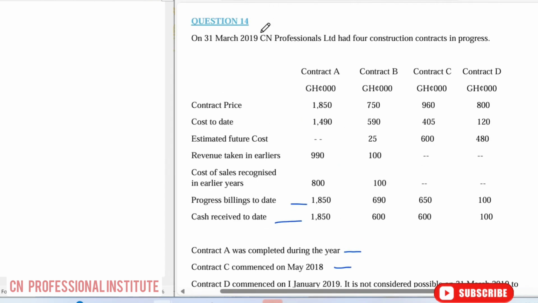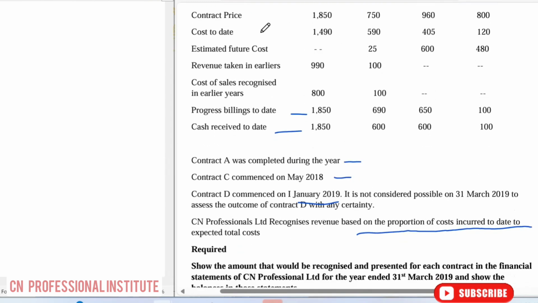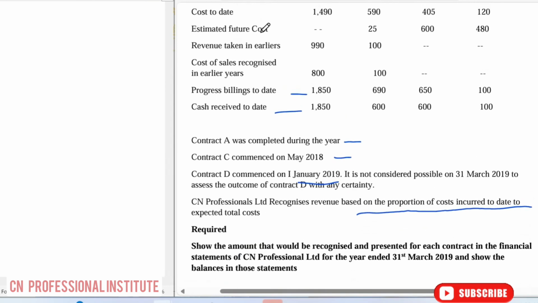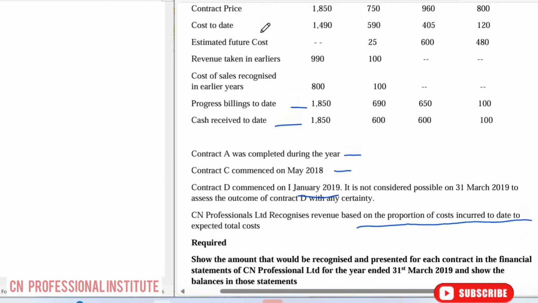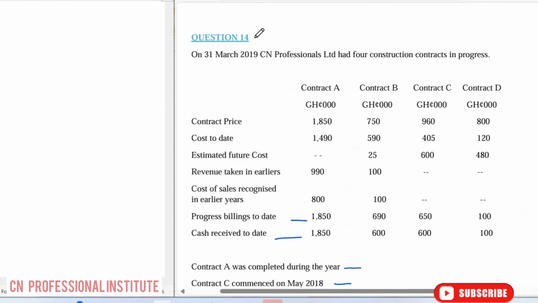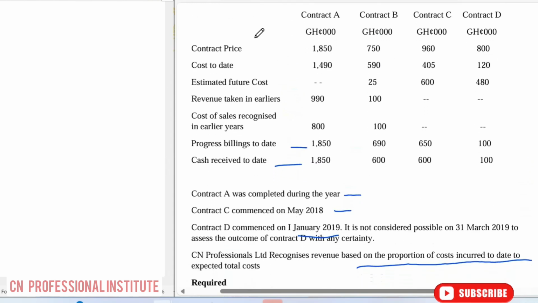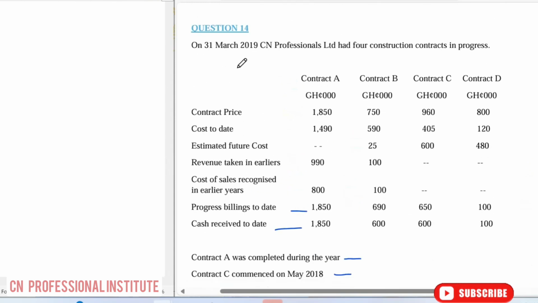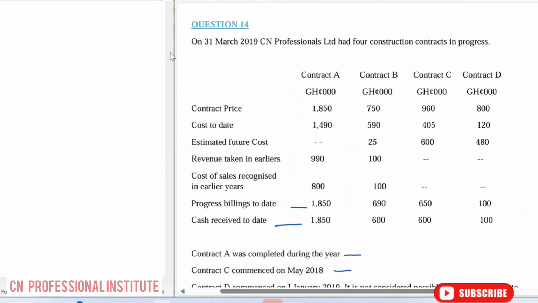Let's start with contract A. I think doing it one by one will be very easy. We're told contract A was completed during the year. It's never difficult. So we are doing question 14. Let's write it: question 14, contract A.